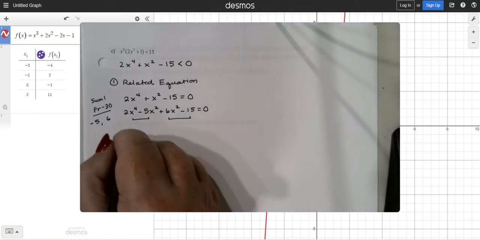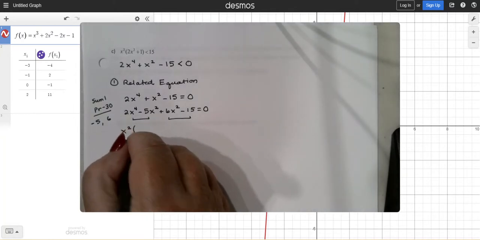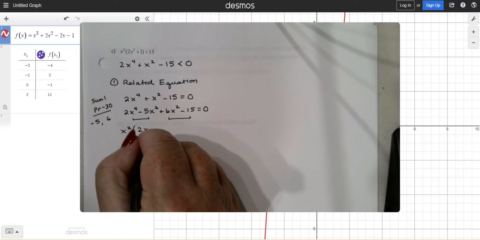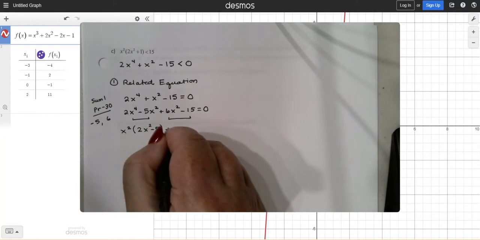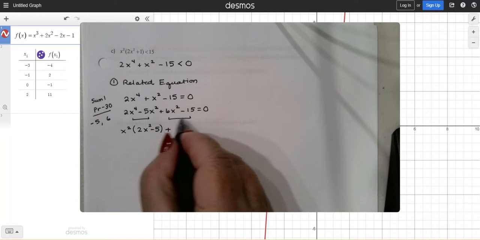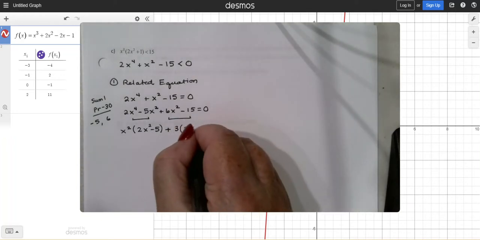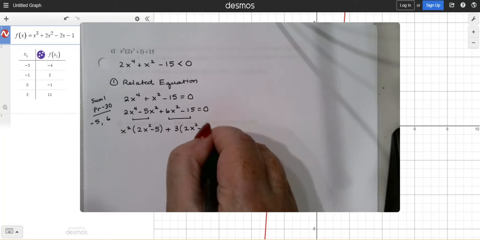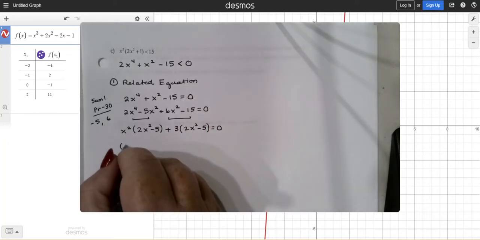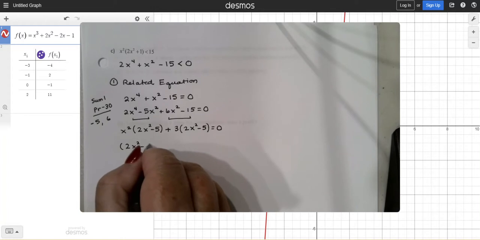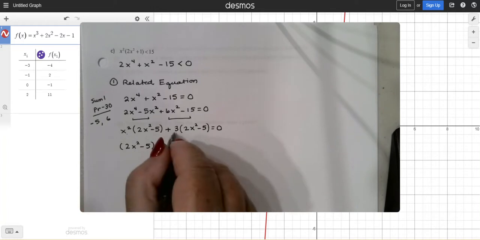My first group, all I can factor out is an x squared. So I'd have 2x squared minus 5 plus, looks like I can take a 3 out of that, also 2x squared minus 5. And I have 2x squared minus 5 times x squared plus 3.